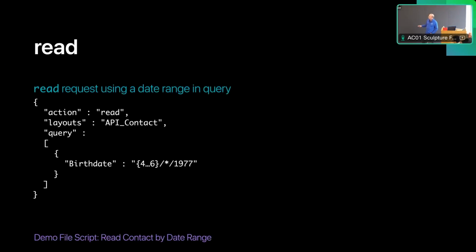And I just have one more example. I didn't actually show the response because it's boring. But I just wanted to point out this is a read request using a date range. So all of those operators that we're used to using in FileMaker finds are going to work when we get to Execute FileMaker Data API. This one here, we're just searching on the birth date field where we've got a range of months for any day in 1977. So if you fall into that category, you're as old as Star Wars. So congratulations.